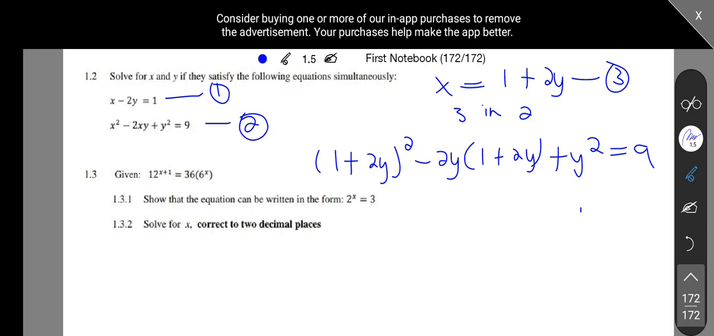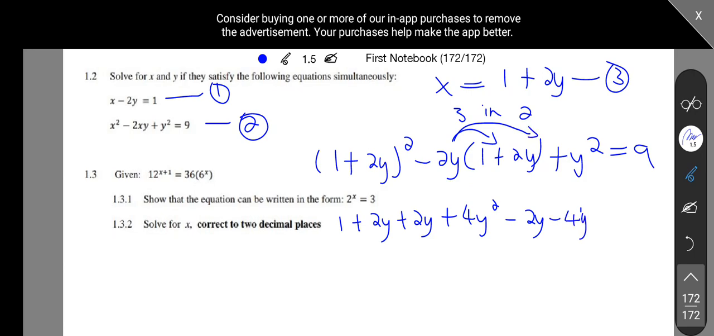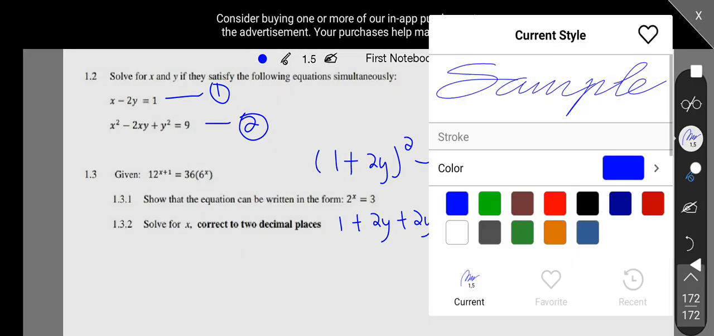So what is 1 squared? That gives you 1. 1 times 2y gives you positive 2y. 1 times 2y again, still positive 2y. And 2y squared gives you 4y squared. Negative 2 times y, now we are here. Negative 2 times 1 gives you negative 2y. And negative 2y times 2y gives you negative 4y squared. Plus y squared equal to 9. So we can add like terms.